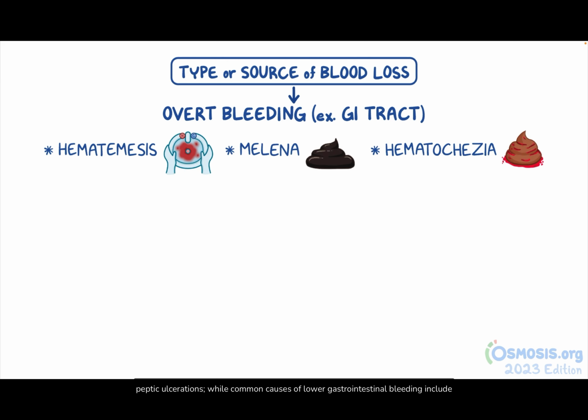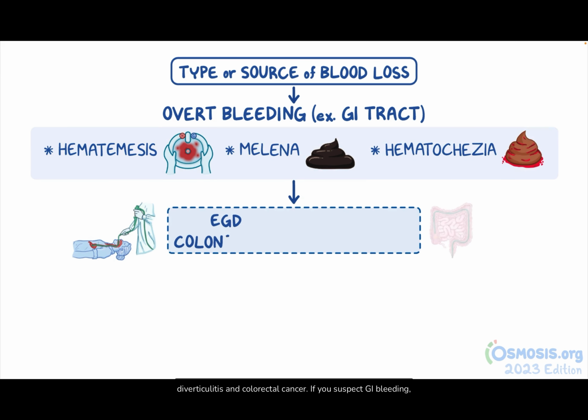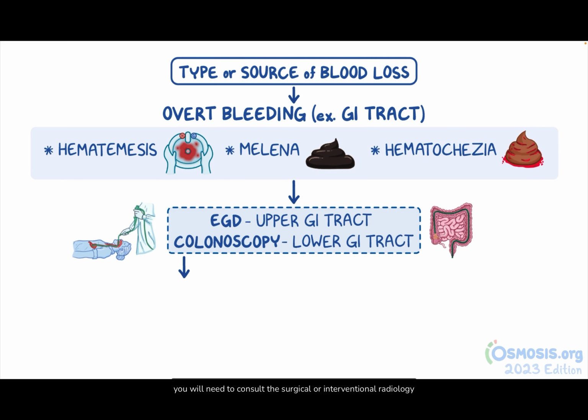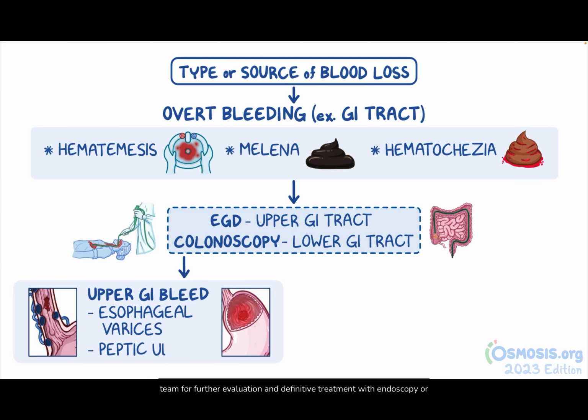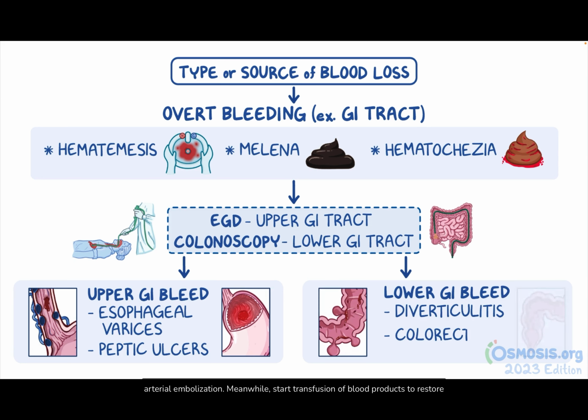In this case, order an esophagogastroduodenoscopy, or EGD, or colonoscopy to visualize the upper and lower parts of the gastrointestinal tract. Common causes of upper gastrointestinal bleeding include esophageal varices and peptic ulcerations, while common causes of lower gastrointestinal bleeding include diverticulitis and colorectal cancer.